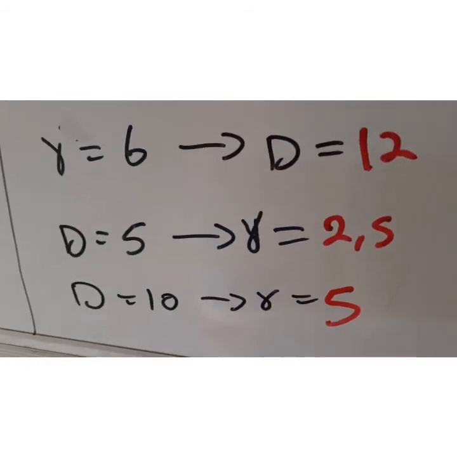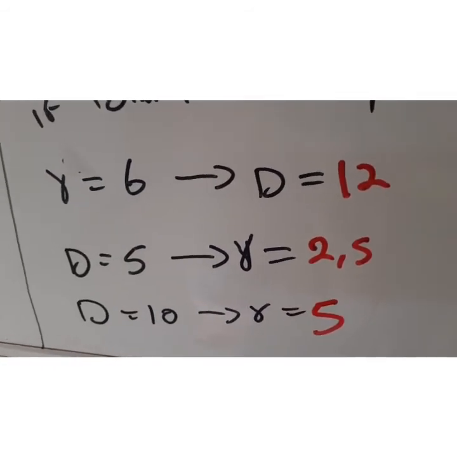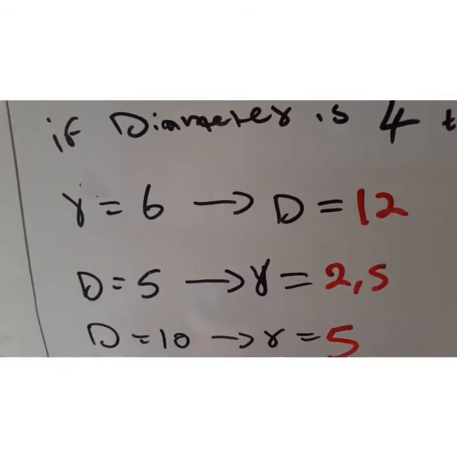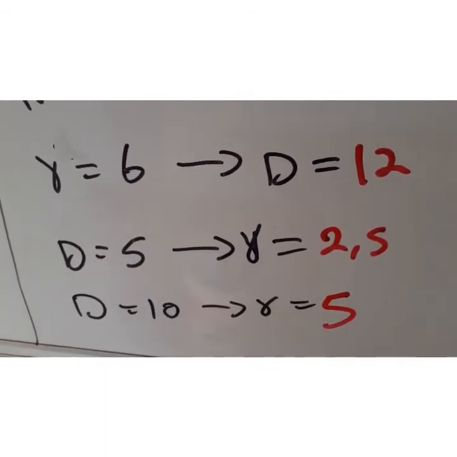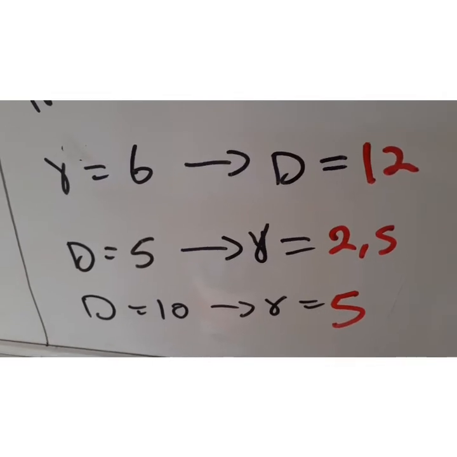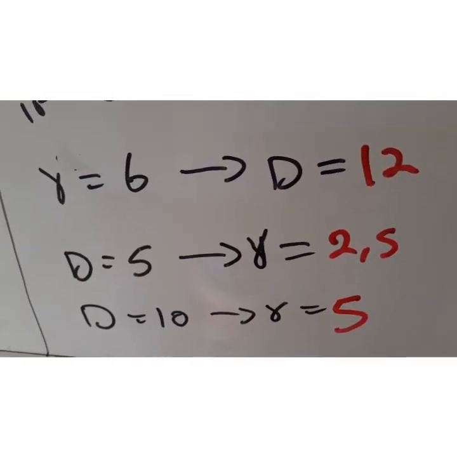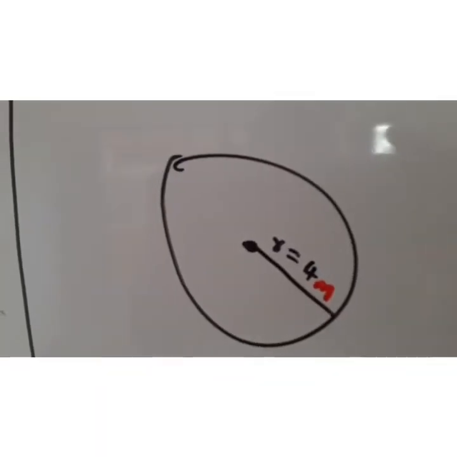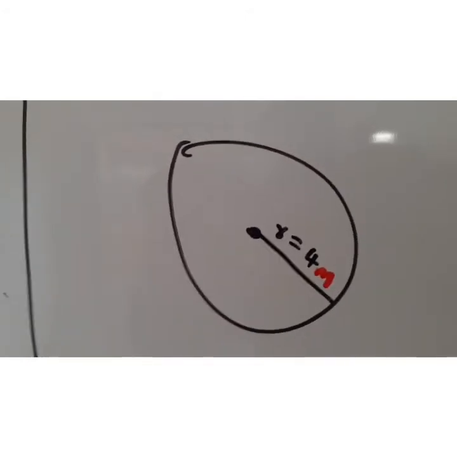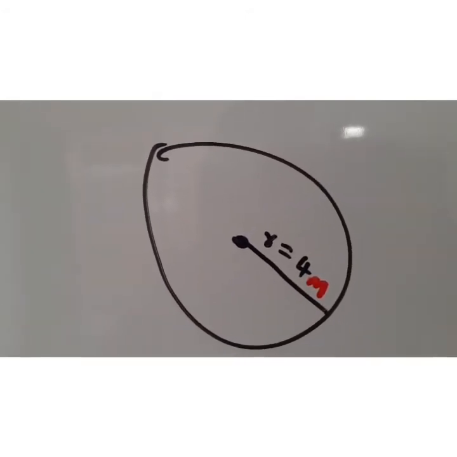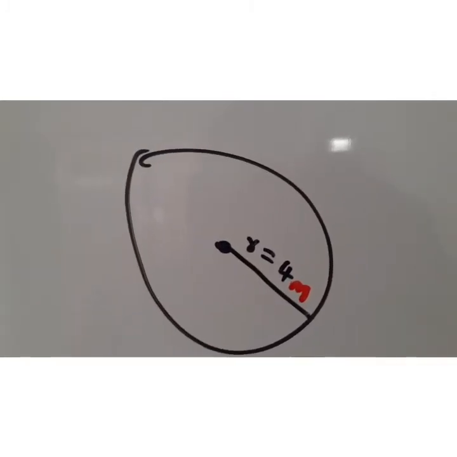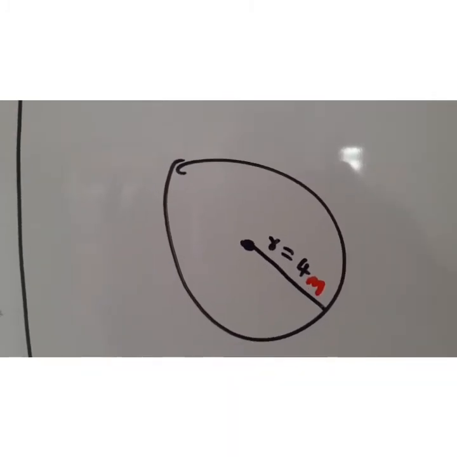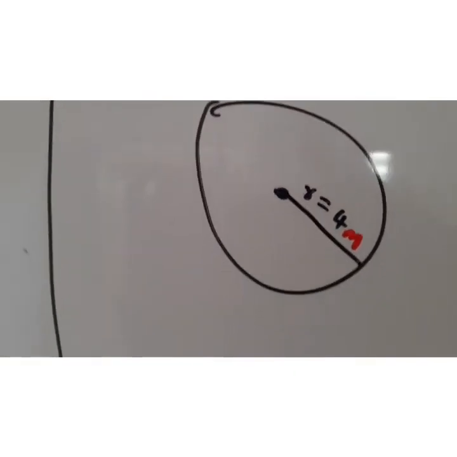Okay, that is the information you need to know regarding the diameter and the radius, because most of your questions may be given in diameters, but you'll be required to substitute the radius. Okay, so let us do the calculations. I have my circle here with my R equals to 4 meters. Then I'm expected to calculate for the perimeter.